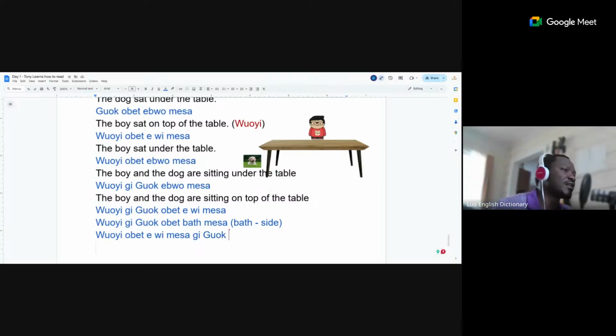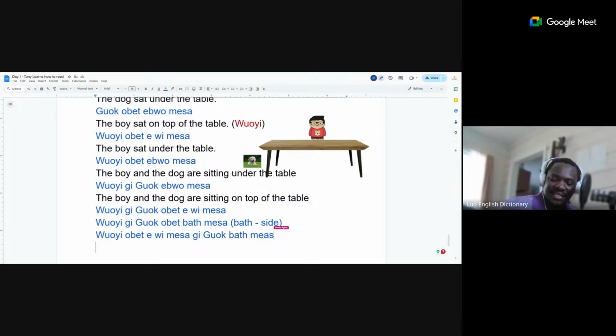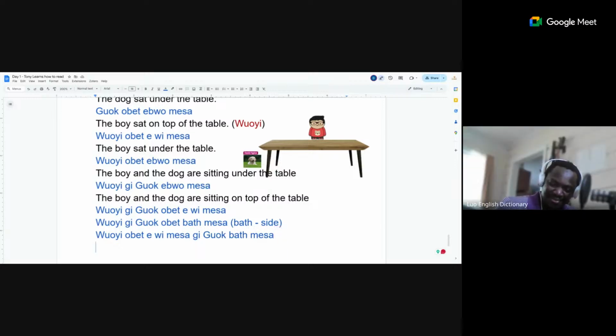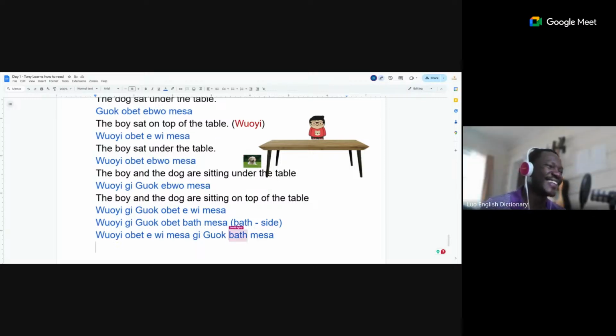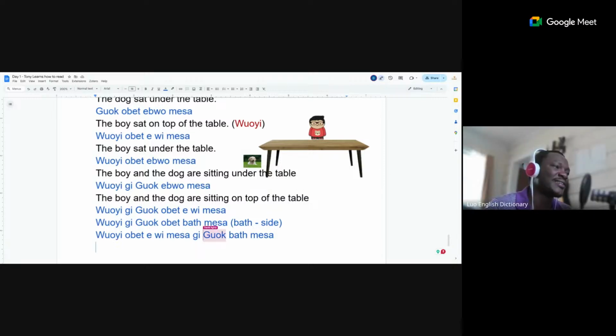The dog is on the side. Can you see it on the side though? Yes, I can see it. And why are you writing that it's in the bottom? I don't know. Bath means side, or something. Can you read it out?